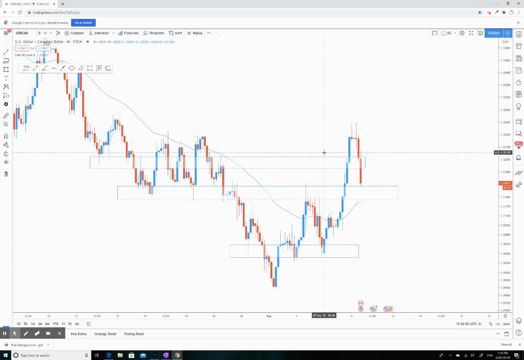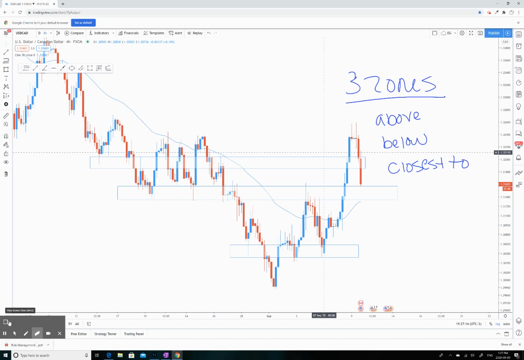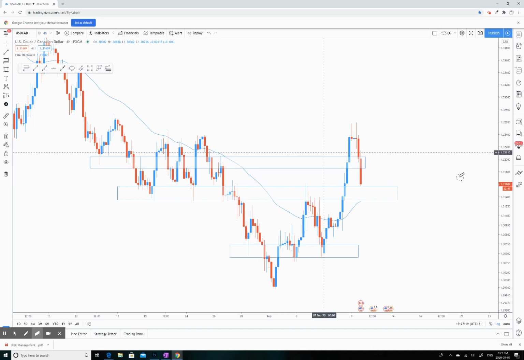Next thing I'm going to do is draw in zones. I'll usually draw 3 zones. The zones I draw in, I want one above price, one below price, and one as close to price as I can get it. So those are the 3 zones that I'm usually looking at. Now you can draw in more, if you want to extend where you want your target or your stop loss to go, that's fine. But I just like to use 3.